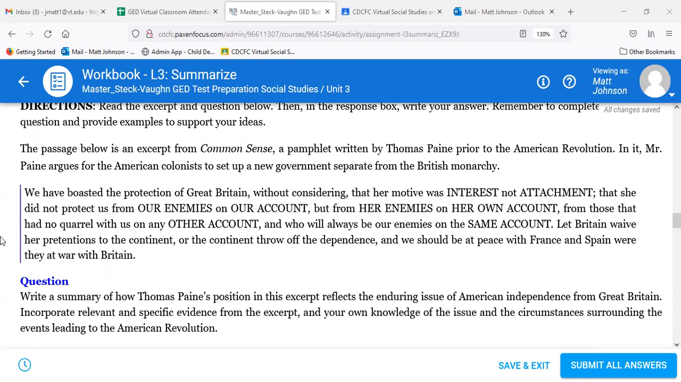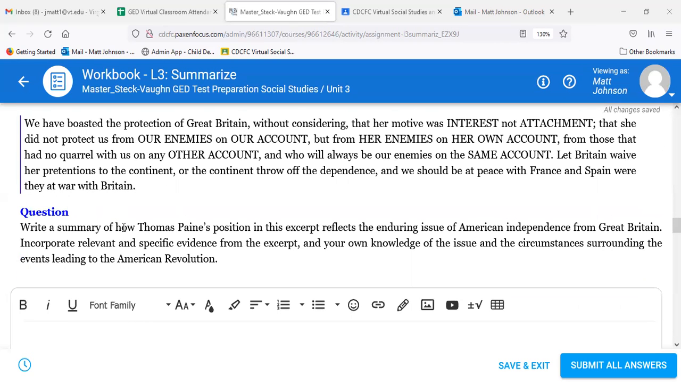So we got that fun sort of older language, older English to deal with here. And then there's always, for some reason, excuse me, we talk about nations in the feminine sense, right? So it's always her. So when they talk about her enemies being Britain, so her enemies, her own account. So thinking about this shorter passage here, what is Thomas Paine saying?